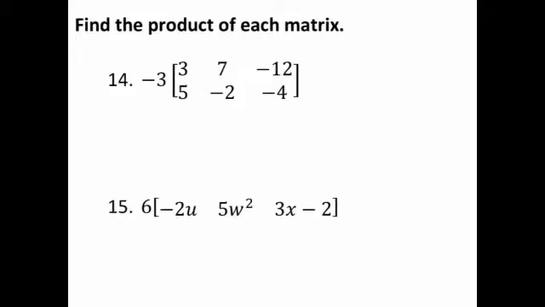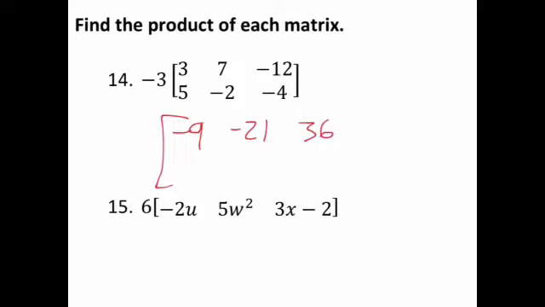Moving on to the last section, we just need to do some scalar multiplication. You take the negative 3 out front and multiply by everything that's inside. So really you have everything that's inside, and you just multiply by that negative 3 out front. So 3 times negative 3 gives us negative 9. 7 times negative 3 is negative 21. Negative 12 times negative 3 is positive 36.